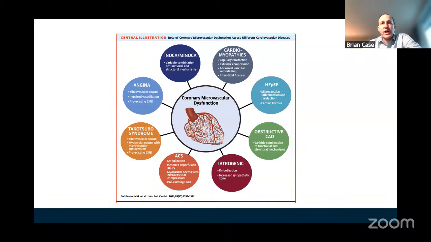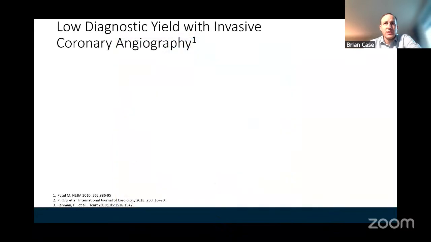We're actually at MedStar Health looking at the role that CMD plays in patients who have had a heart transplant, and seeing if evidence of increased IMR, index of microvascular resistance, could be an early sign of rejection in transplant patients as well. So we're really just at the tip of the iceberg when it comes to fully understanding coronary microvascular dysfunction. Why is this all important?